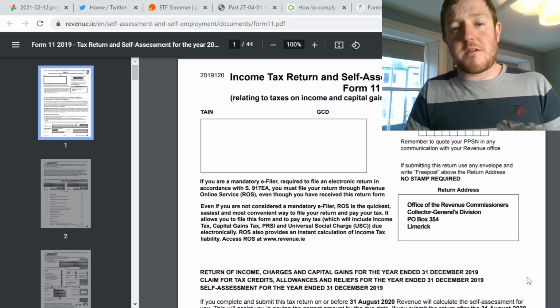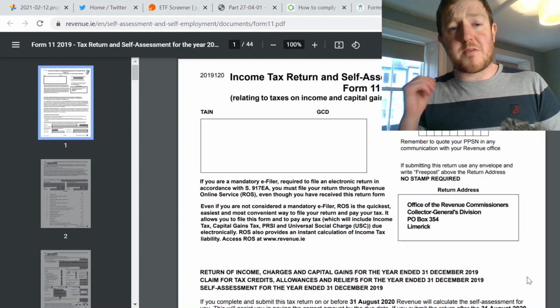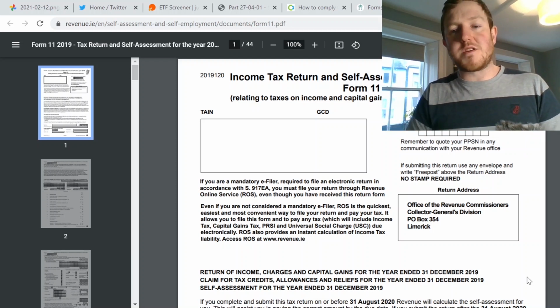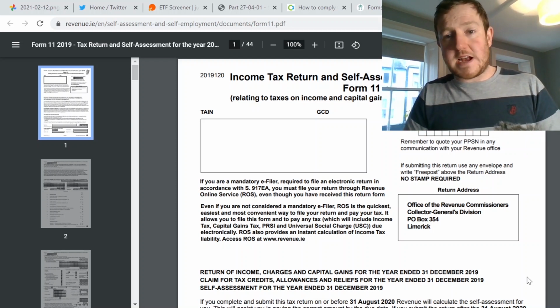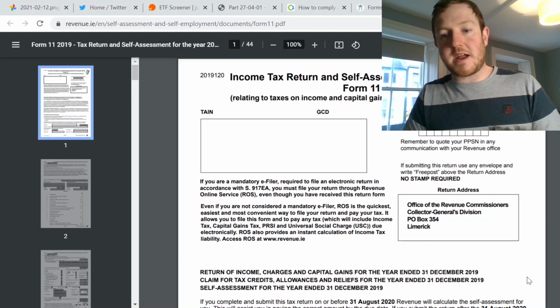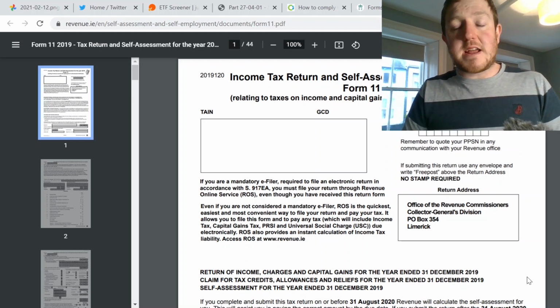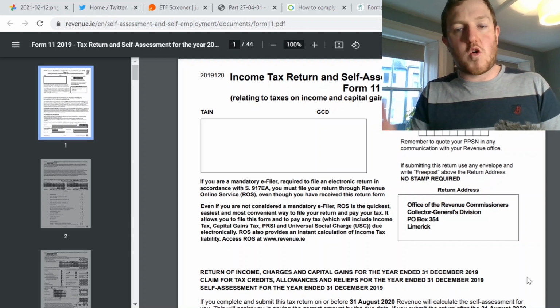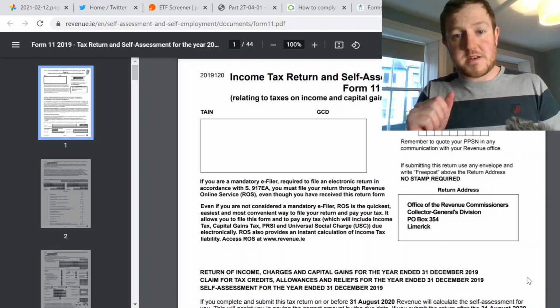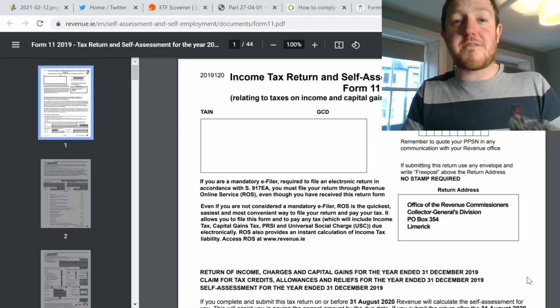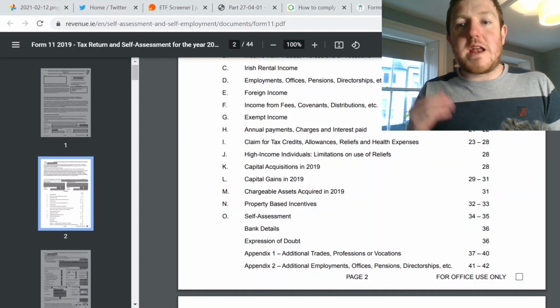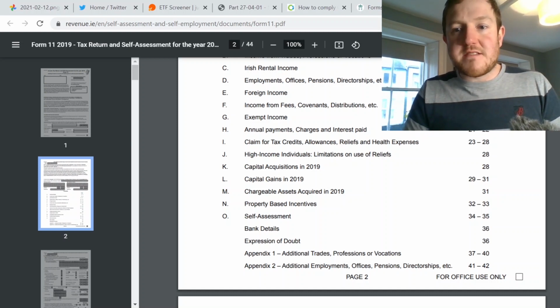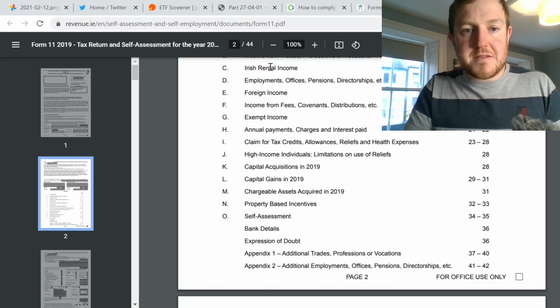This income tax return, the Form 11 for sole traders, is pretty big. It's 44 pages. This is the one you do every year. I just have the 2019 form here, but it's pretty much the same every year. For 2020 income, you have until October of the following year, so you have until October 2021 to submit your forms. ETFs go into the foreign income section of this form. As you see on the index here, the foreign income section is on pages 16 to 19. I'll just go down to that now.